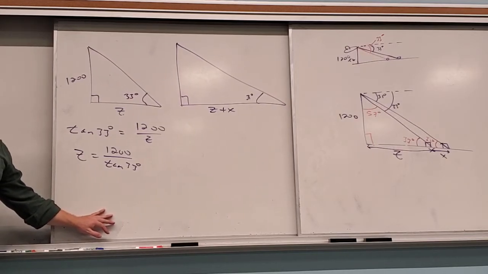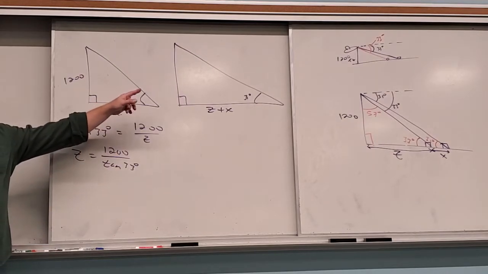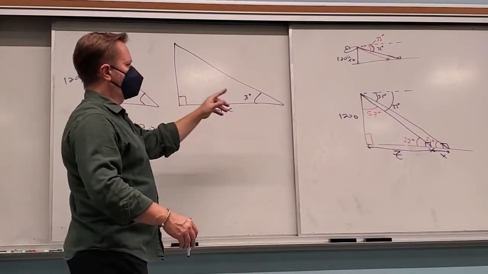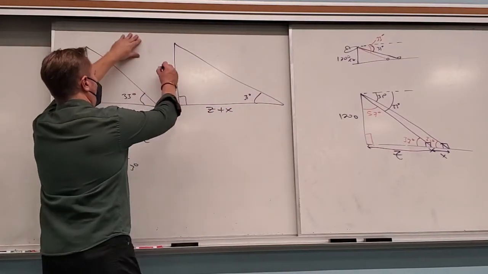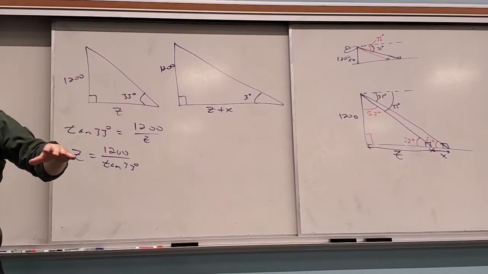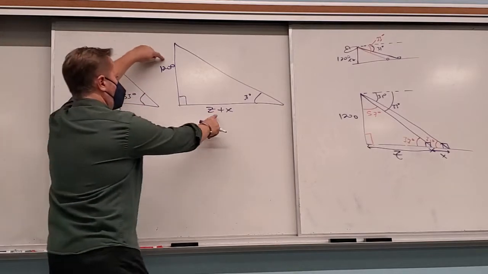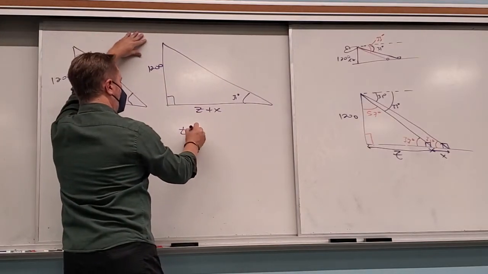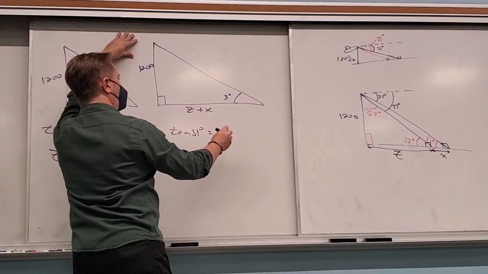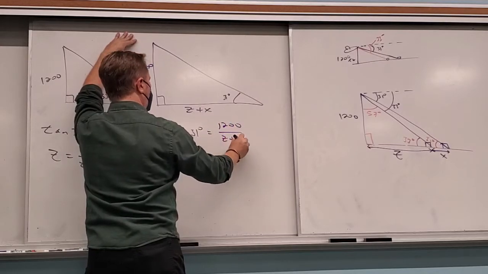What do you think I'm going to do next? What have I not put on this second picture, by the way, that I should? What do I know in the second picture that I haven't put down? 1200. So not surprisingly, which trig function am I going to use for the second triangle? Tangent, because I still want these. What's the tangent of 31 degrees? 1200 over z plus x.